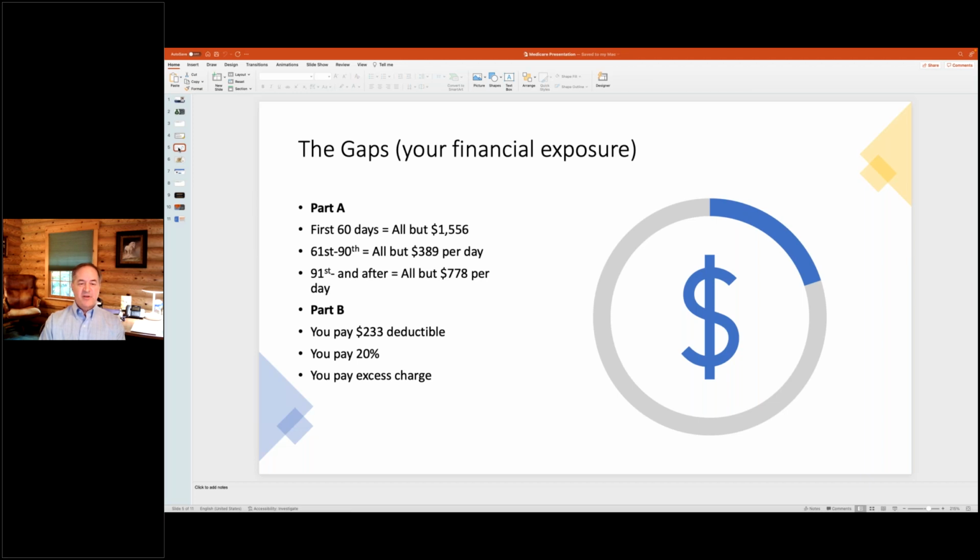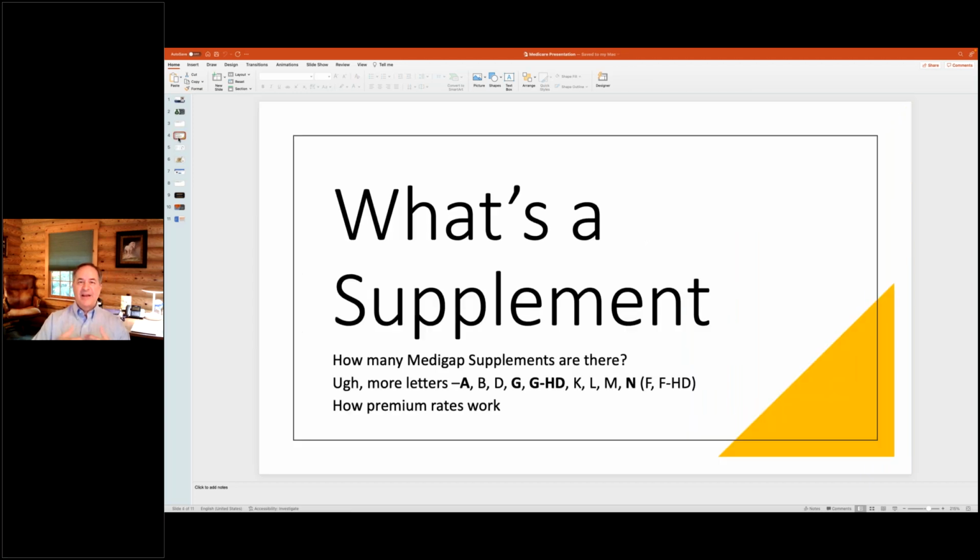And then there's something called the excess charge, which is rarely done, but some states allow where if a doctor does not take what's called assignment, that's what Medicare pays him, he could ask for an additional 15%. But anyhow, that's pretty rarely done. But these are all known as gaps. Okay, so the government then says, all right, starting back in 1966, they came up with these things called Medicare Supplements. And there's so much confusion about how this whole thing works.